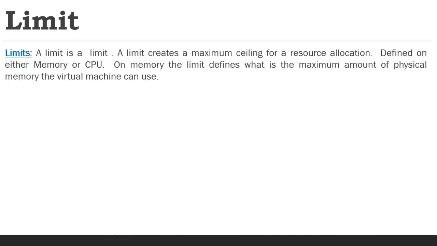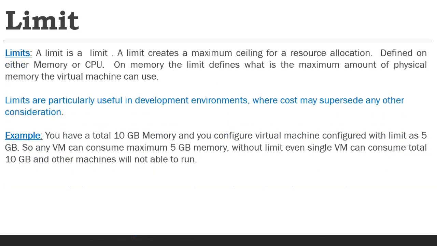The limit is the upper limit. Limit creates a maximum ceiling for resource allocation, defined in either memory or CPU. On memory, the limit defines the maximum amount of physical memory that a virtual machine can use. And limits are particularly useful in development environments. We have seen that a developer can keep on adding resources.